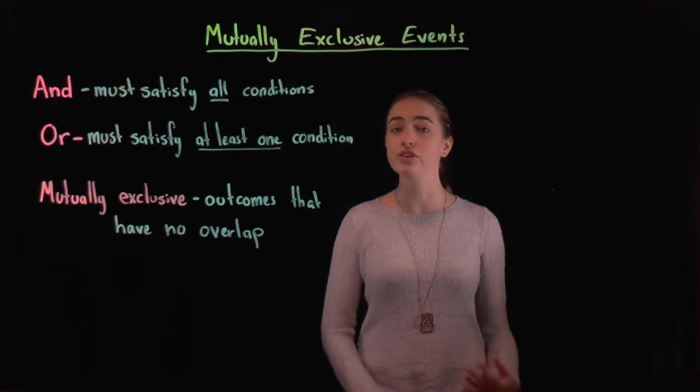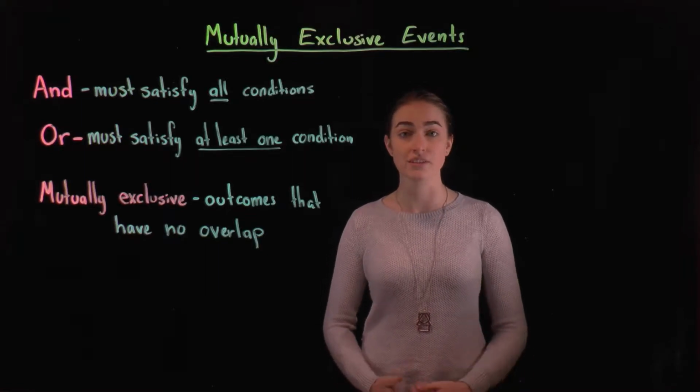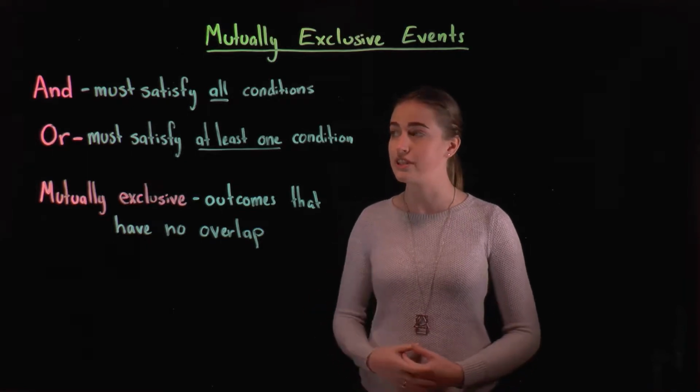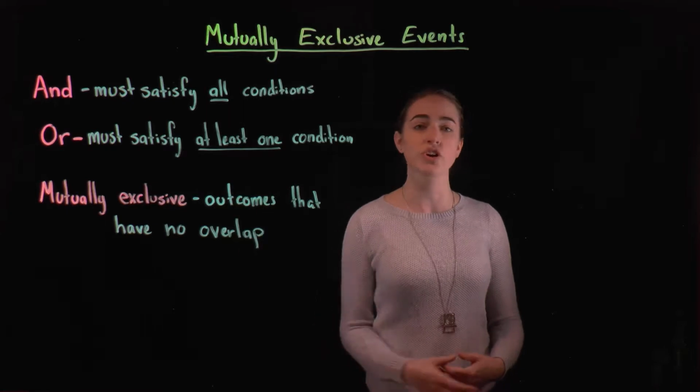In this video, I want to have a look at mutually exclusive events and probability. Before we dive into any examples, we need to know a few definitions. Our first one is the word "and".